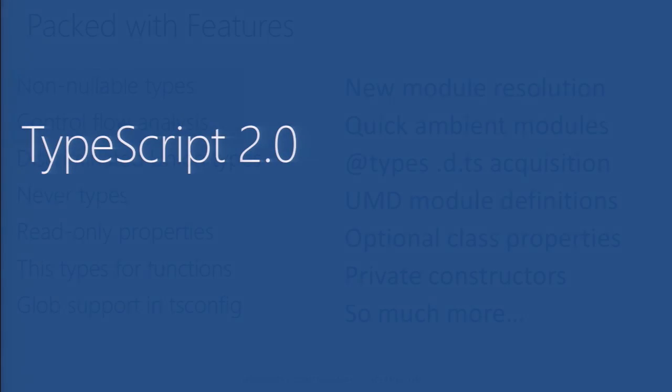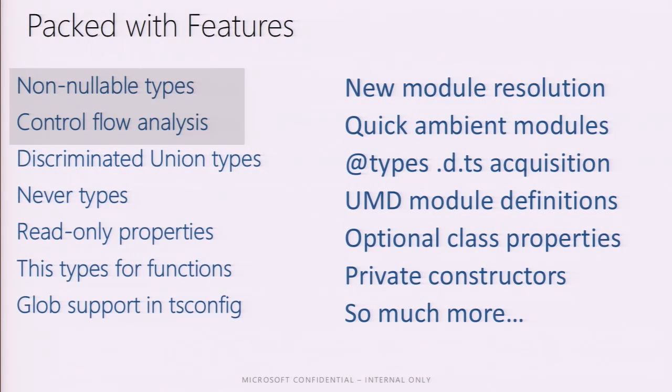So TypeScript 2.0 is available, and it's very exciting. And there are so many new features in it, but I probably don't have room to go over all of them. But I want to point out two of them, which are very, very interesting for you to look into. One is called non-nullable types, the other is control flow analysis. I will do a demo to show you what they are.